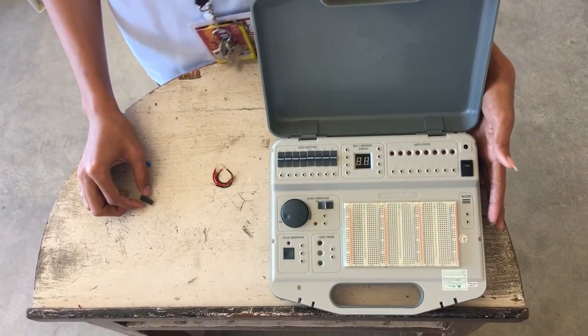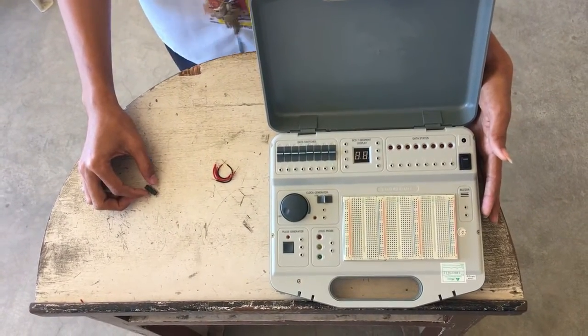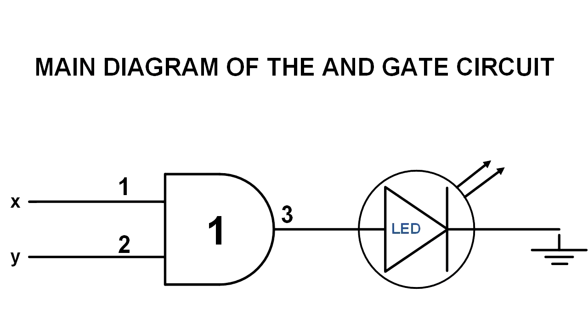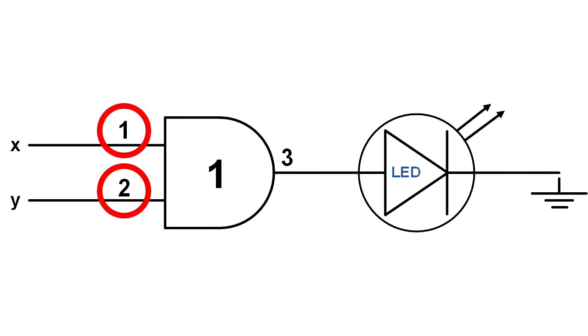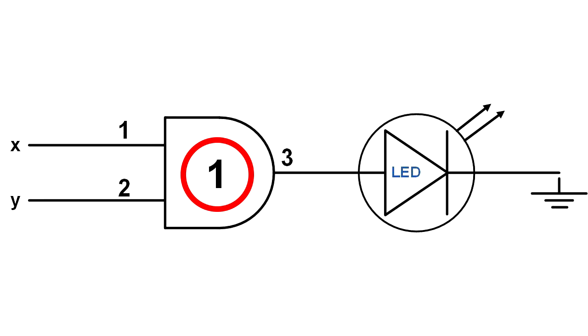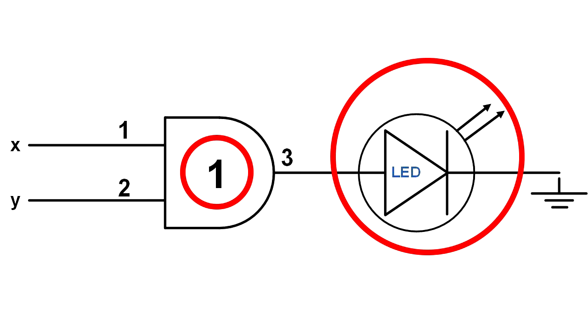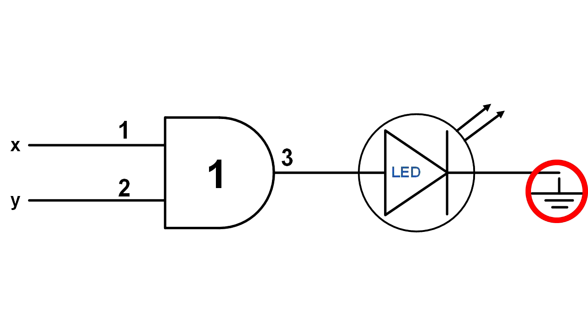Before we proceed, we must first understand the tools and materials we are about to use. This is the main diagram of the AND gate circuit we are aiming to achieve. The 1 and 2 are input gates, and the number 1 inside the shape is the value of the output, which is the number 3 of the 2 input gates. 1 means true, so in this example, the LED lights up. The lines here at the end is the ground, which closes the circuit.